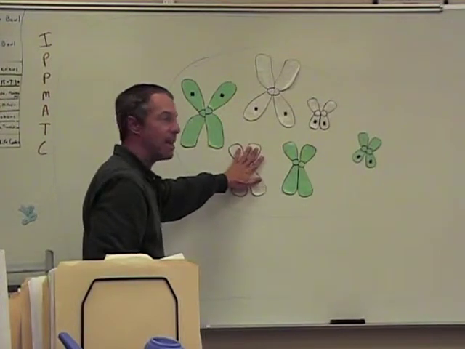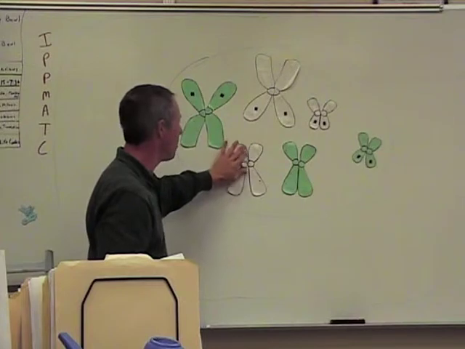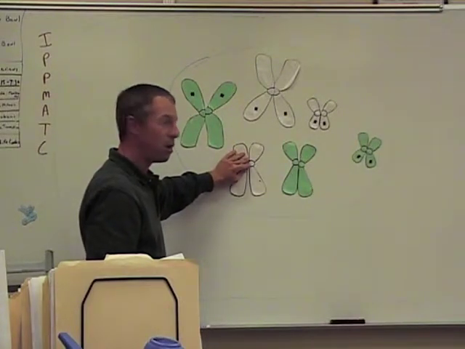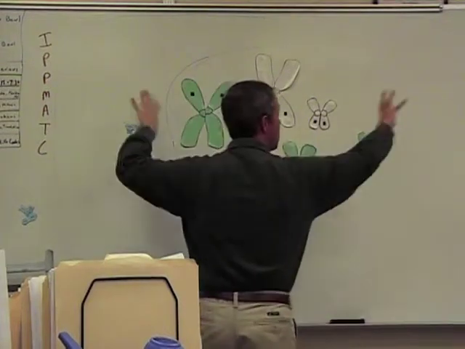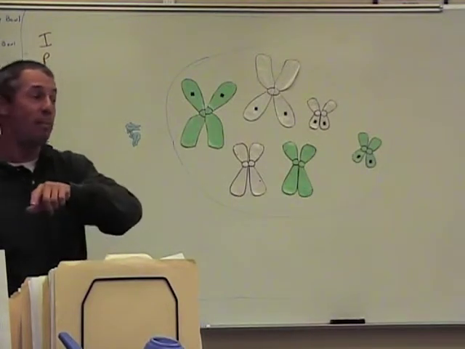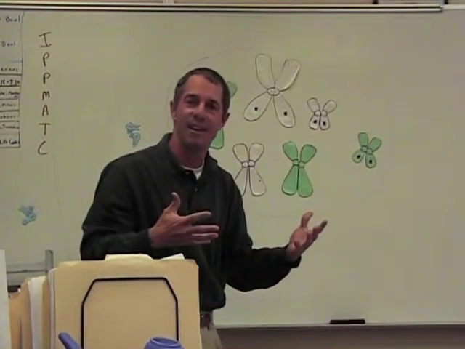Okay? Now, why is there an exact copy? Why not just have one? Why have two copies? Because you're going to divide the cell in two, and each new cell needs a copy of each chromosome. So back during interphase, the cell copied its DNA.